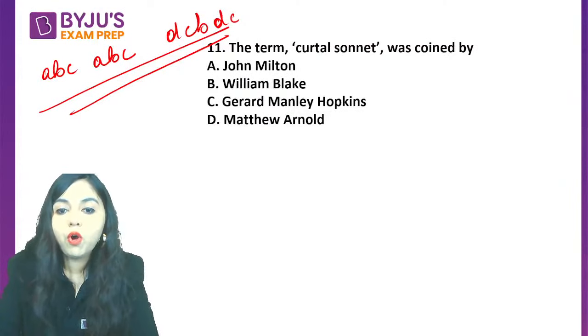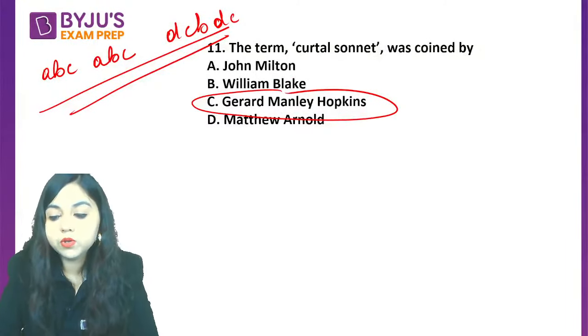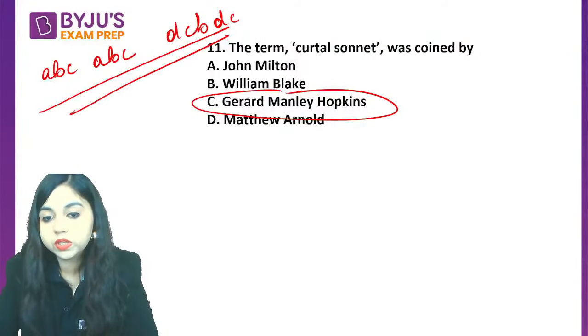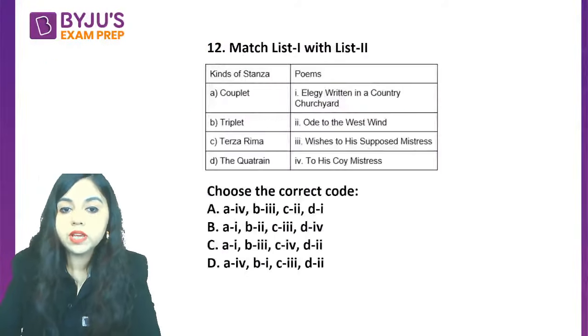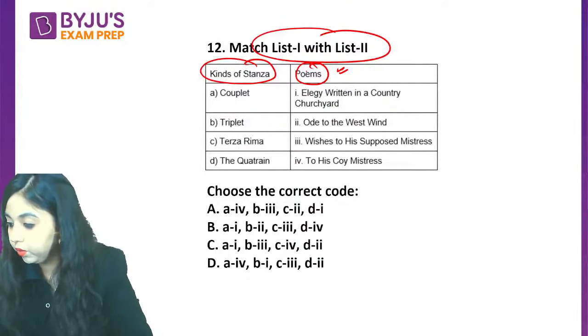Okay, moving on. I hope it is absolutely clear that J.M. Hopkins was a person who was associated with the curtal sonnet. Let's move on to the next question. You have to match the following. This is the kind of stanza and these are the kind of poems that we are talking about. Let's just quickly match the following.